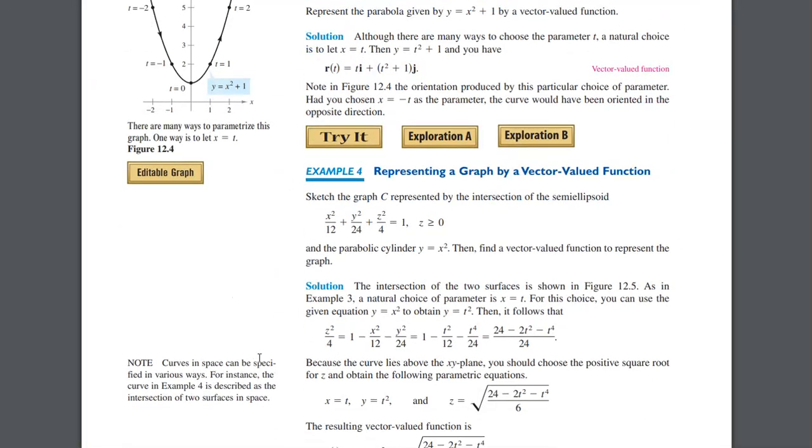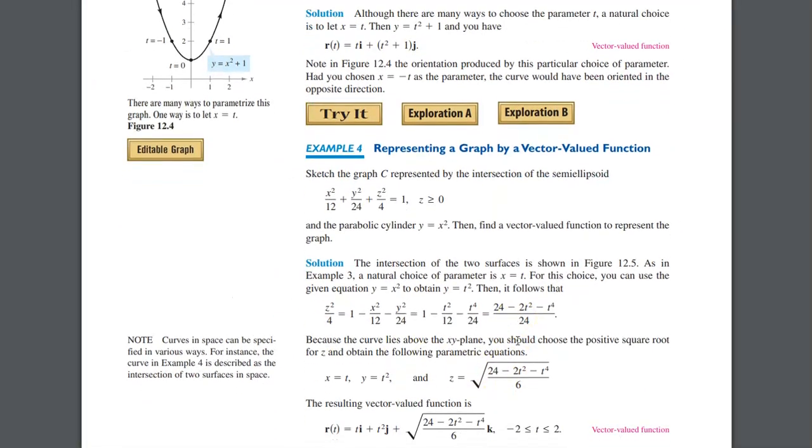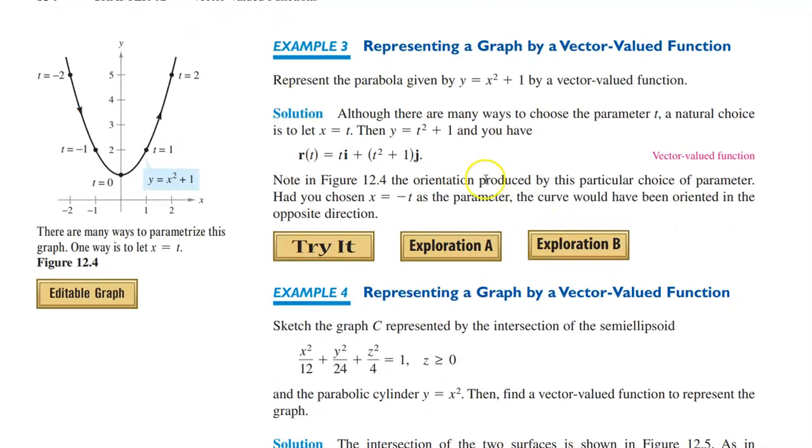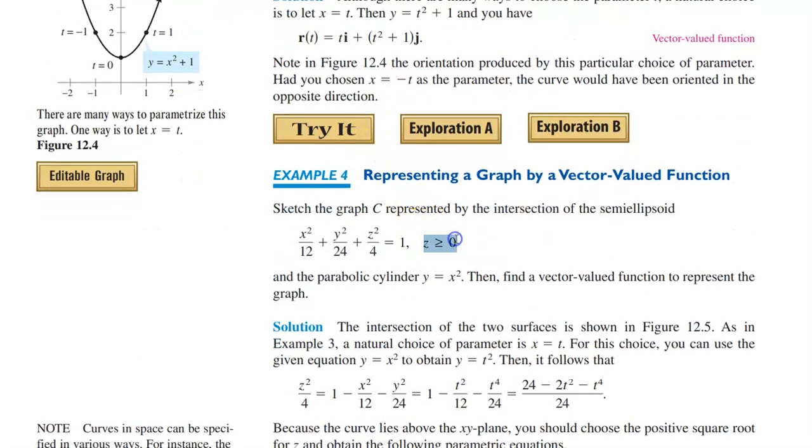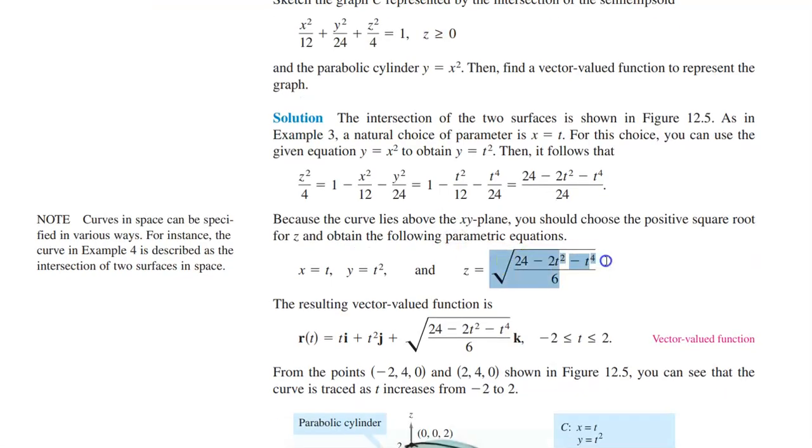Solve for z in terms of t. And they did that over here. Because we're given that z is greater than 0, where was that? That was here, right? z is greater than or equal to 0. You will take the positive root, not the negative root, not plus minus, just the positive root. And then you plug that in, and this is what you get.